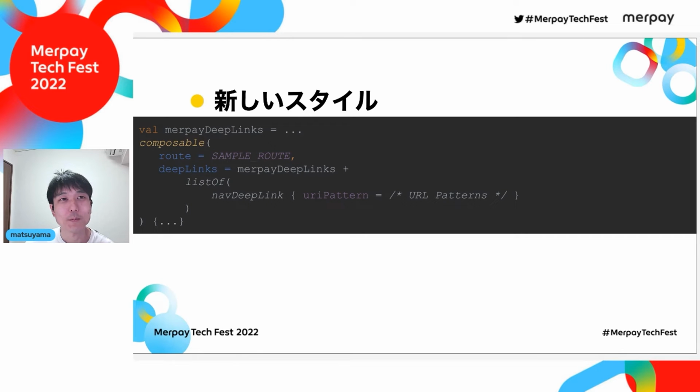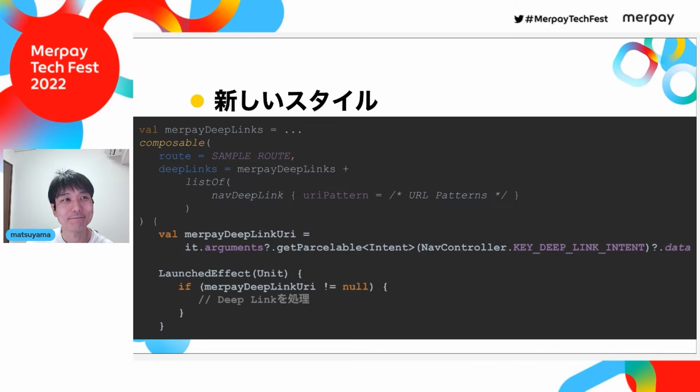For reasons of space, we have shrunk the top part a little bit. The original Merpay activity startup cannot be handled by the navigation component, so it is handled directly. In the composable, the deep link URI is first extracted. Then, according to that URI, the activity activation is performed.